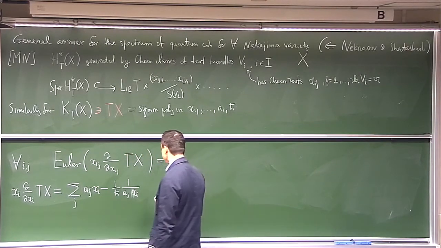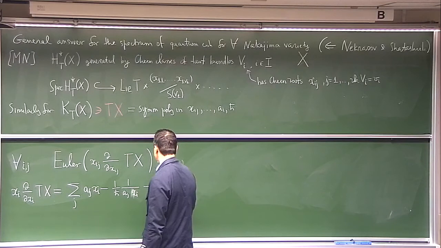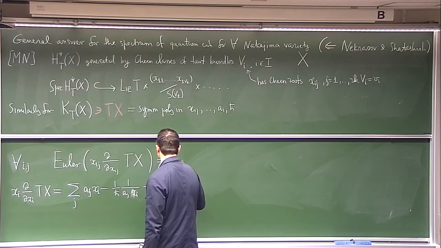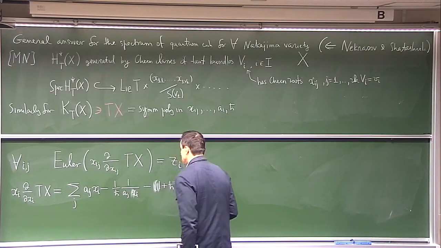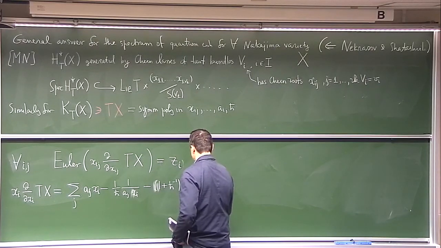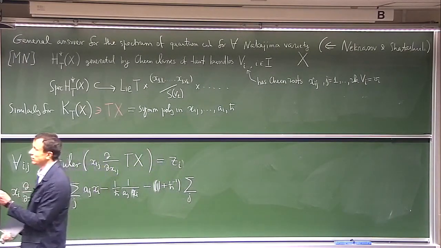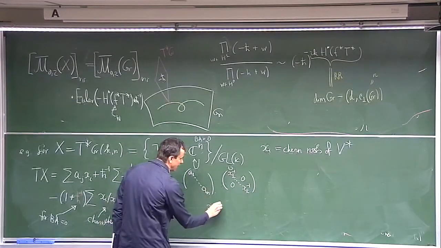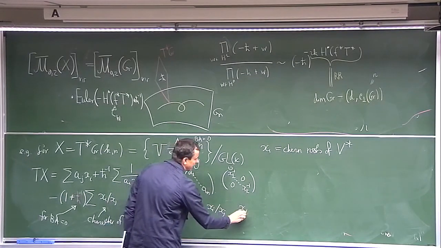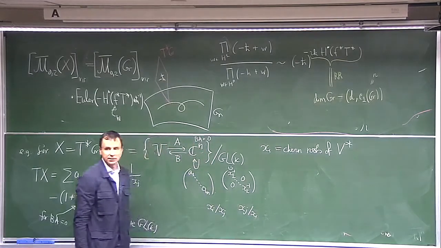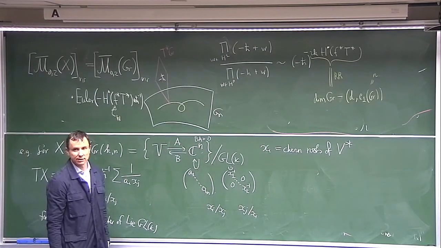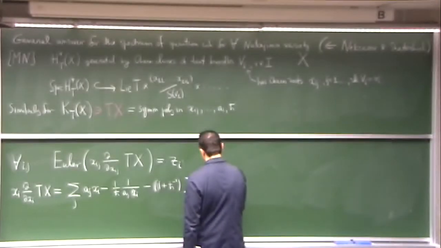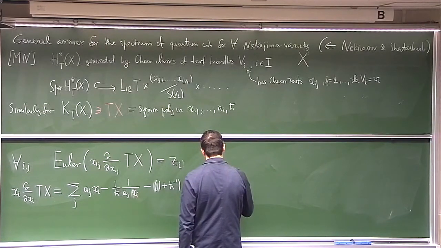Now I'm going to get minus 1 plus h bar inverse times the summation over j. Now every time, in this expression, for every xi and xj, I get the pair xi xj, and I also get the pair xj xi. And so this one will give me plus, the other will give me minus. So it's going to be xi over xj minus xj over xi.